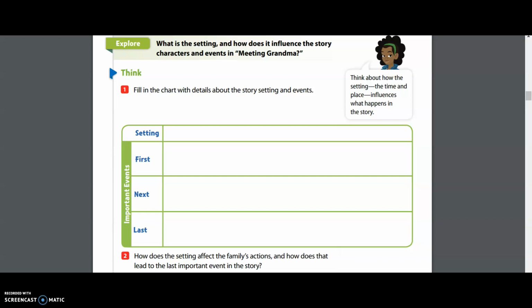For the setting, we just went over the setting a few times. The setting is where and when our story takes place. It can be the time of the day, the time of the year. For setting, please go ahead and write in that box where and when you think this story takes place.